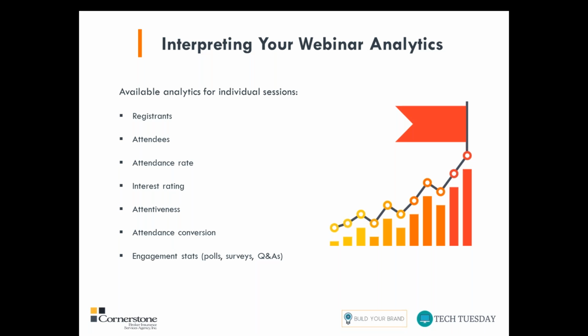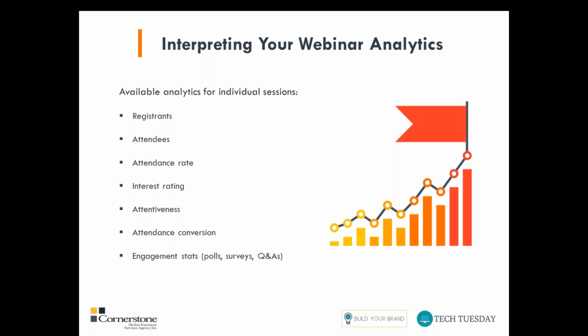Oh, sorry, that's the attentiveness. Sorry, I got ahead of myself. The attendance rate is actually the percentage of the people that actually attended the webinar. And the interest rating, I'm pretty sure, is close to the same thing. And the attendance conversion is the amount of people that registered for the webinar and actually came into the webinar and attended it. So those are just a couple of stats that you might want to look at.